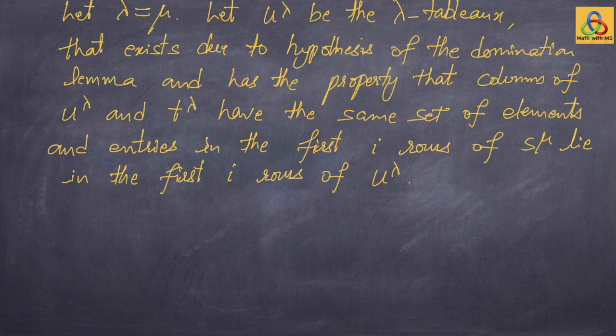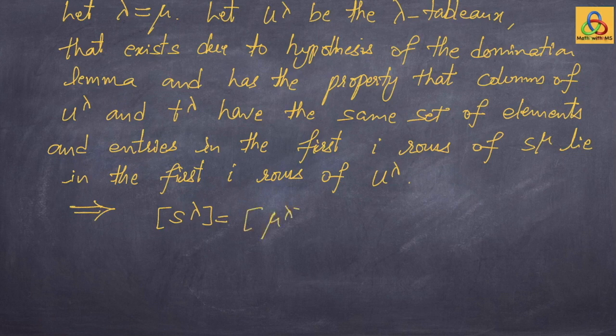But the number of boxes in the first row of S lambda is the same as the number of boxes in the first row of U lambda. Therefore, S lambda and U lambda have the same set of entries in the first row. Since the entries in the first two rows of S lambda lie in the first two rows of U lambda, but the first rows of S lambda and U lambda have the same set of entries, it follows that the second rows of S lambda and U lambda have the same set of entries, and so on. Or one can also apply induction on i, and we see that S lambda and U lambda have the same set of entries in each row. Therefore, by the definition of our equivalence, this implies that the equivalence class of S lambda is the same as the equivalence class of mu lambda.